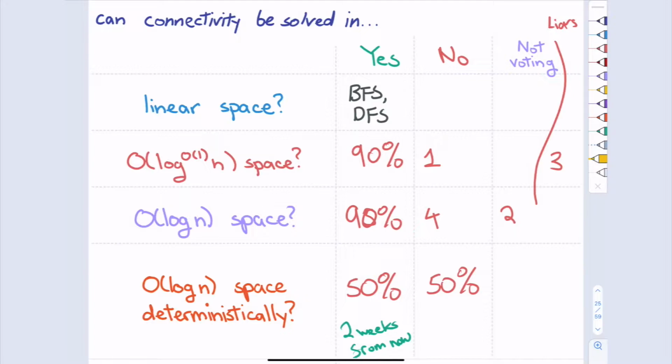But that left open this question of what can you do without the randomness? Can we figure out how to do connectivity in logarithmic space deterministically? And there we had a split vote where half the class thought yes and half the class thought no.